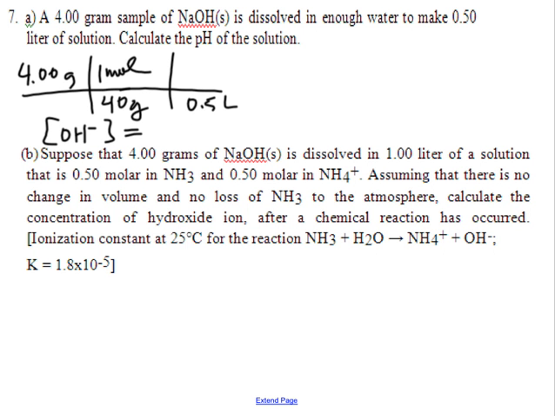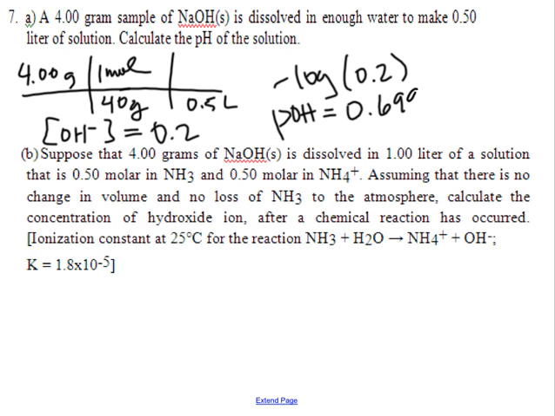0.2. All right, and then the negative log of 0.2 gives me a pOH that should be super low. And then, therefore, the pH is 13.301. That shouldn't be a problem, okay? So part A is usually pretty easy.